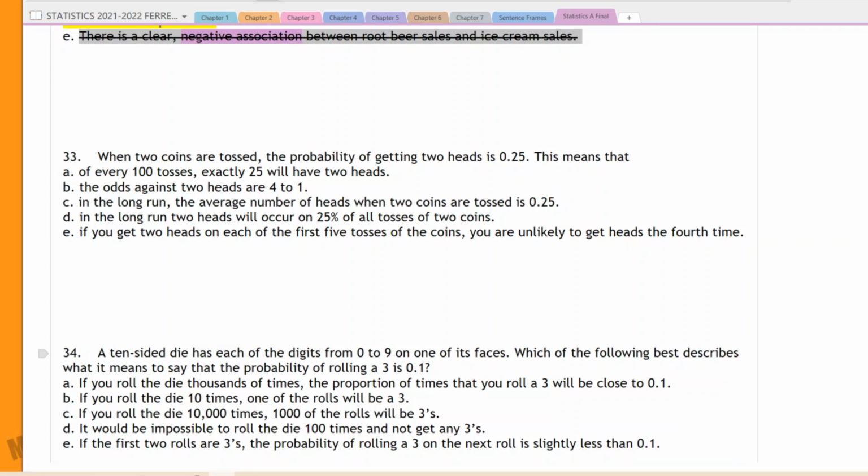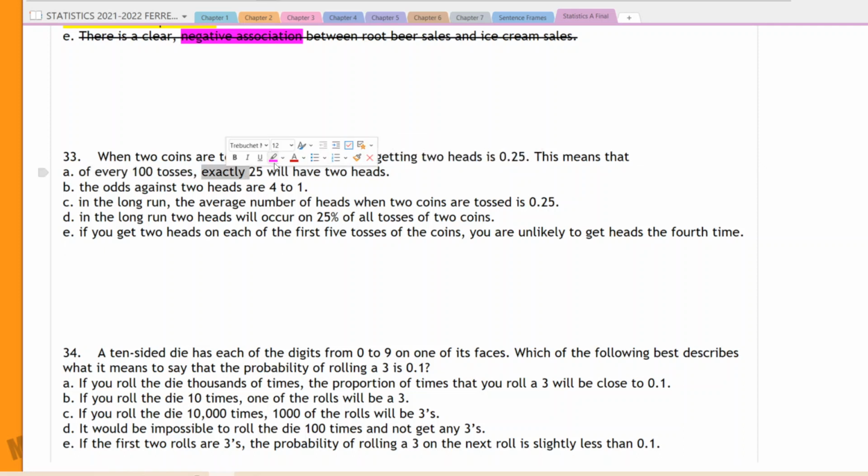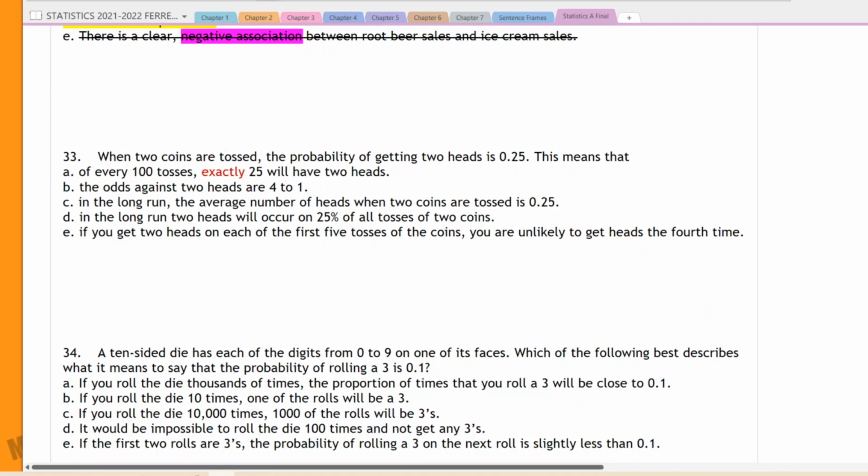33. This one reads really nicely if you're studying your probability. When two coins are tossed, the probability of getting two heads is 0.25. That means that for two heads, the probability is 0.25. Let's remember that's a long-term description, not a short-term description. So for letter A, of every 100 tosses, exactly 25 will have two heads. Well, the "exactly" part is going to make this wrong. So this is not exactly going to be 25.